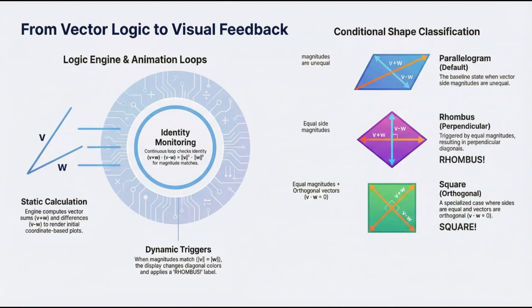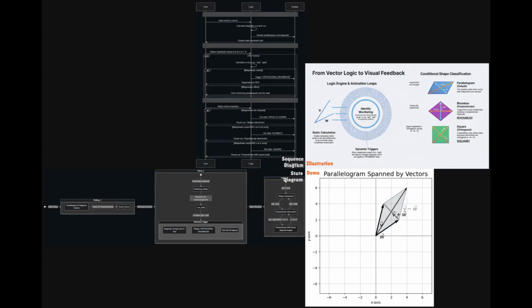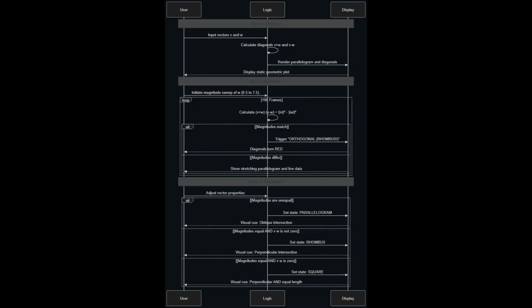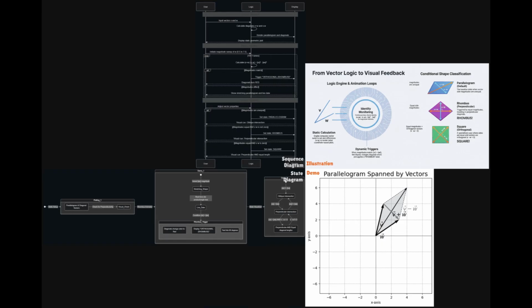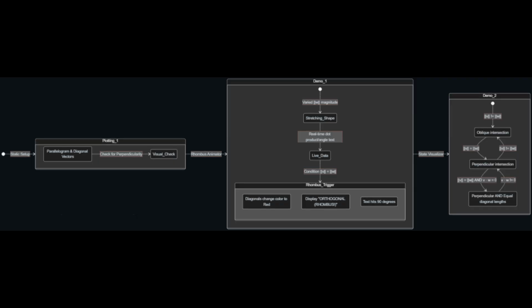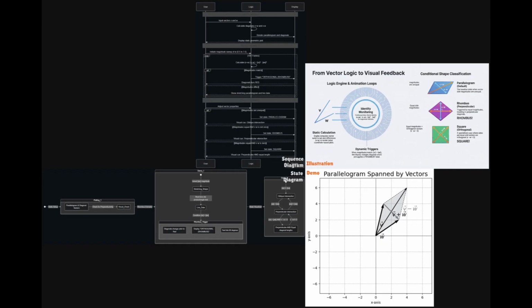The derivation sheet explores the geometric principles that define the shape and internal structure of parallelograms, specifically focusing on the precise conditions under which their diagonals cross at a perfect right angle. To bring these abstract principles to life, the architecture utilizes two distinct diagrams: a sequence diagram to map out the logical flow of information and a state diagram to manage the visual evolution of the geometric shapes.